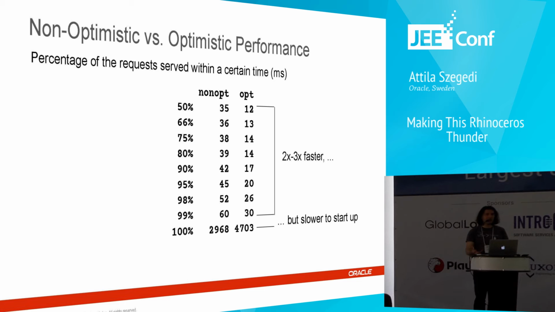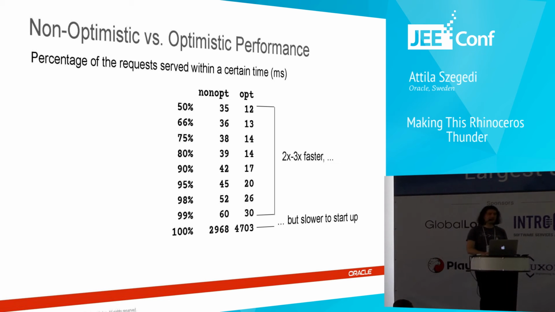So we've gone a long way from the horrible worst case to the reasonable normal case of 160-ish milliseconds down to 12 milliseconds per request for the 50th percentile, and even the 99th percentile is just 30 milliseconds. So this thing got really fast if you turn on optimistic typing.